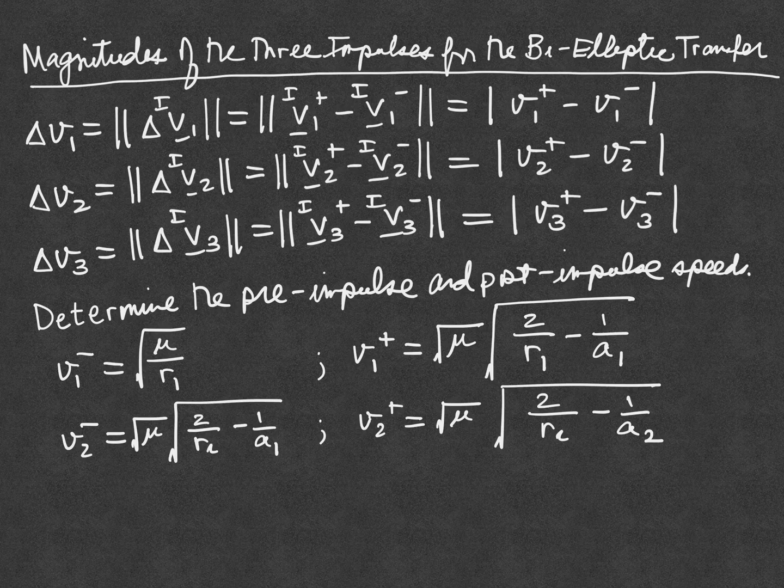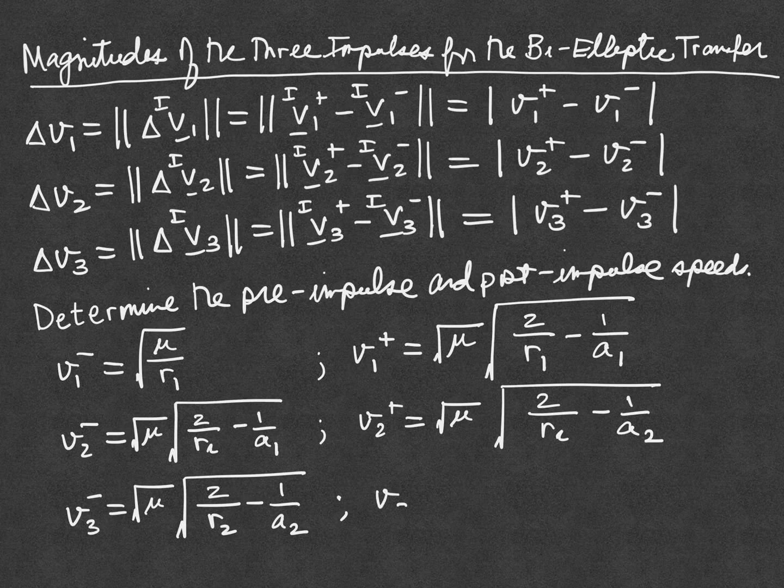And then we have V3 minus, which is equal to the square root of mu times the square root of 2. Now we've got to be careful here, because right before applying the third impulse, we're a distance R2 away from the focus, but we're on the second transfer orbit. So it's the square root of 2 over R2 minus 1 over A2. And then last, V3 plus is equal to the square root of mu, all divided by R2, which places us onto the final circular orbit.